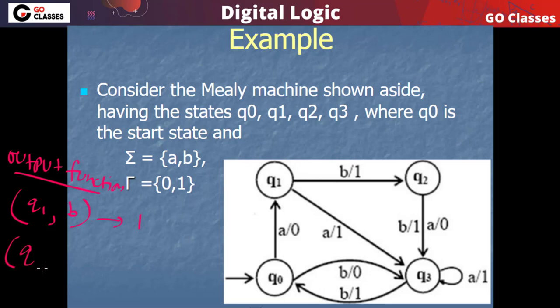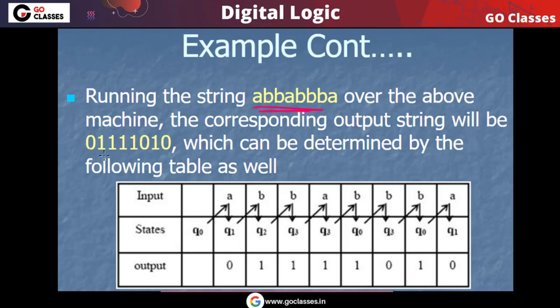Similarly, in this state Q3, you can notice if the input is A, then the output will be 1. So you can notice that if this is your input, then the output will be this. You can check it out. You can take it as a homework.